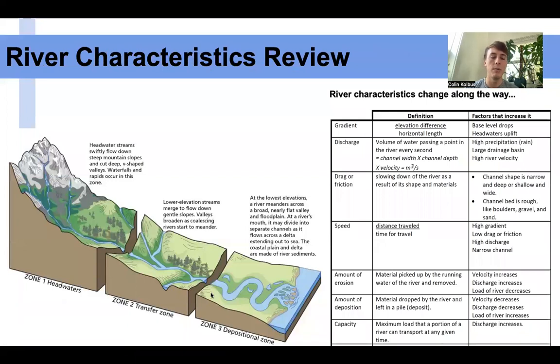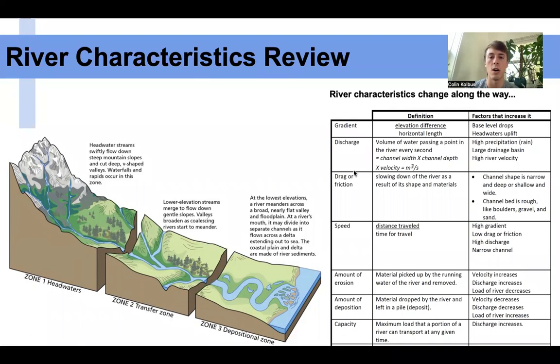So in review, we have our three zones: the headwaters, which is where things are moving at a higher velocity. It's a lot steeper in the headwaters. The transfer zones are lower elevation, so that merge down into more gentle slopes. And then finally, we have our third zone, our depositional zone, our river deltas, and very gradual floodplains that are full of depositional sediment.